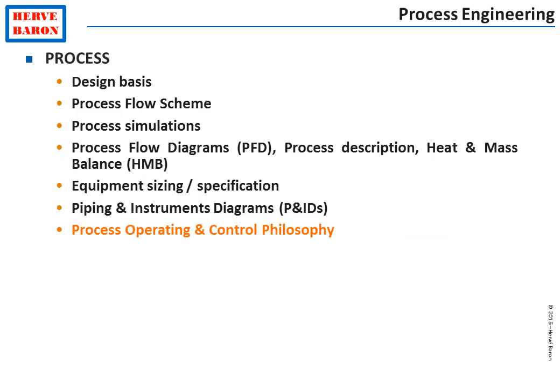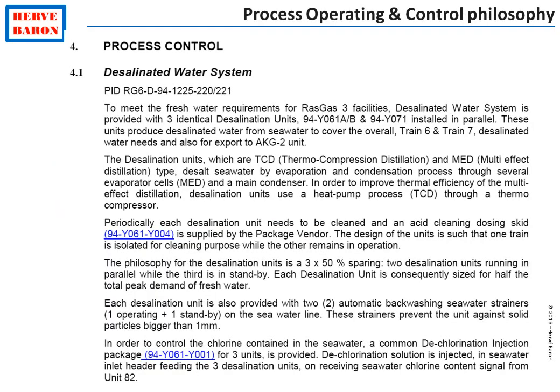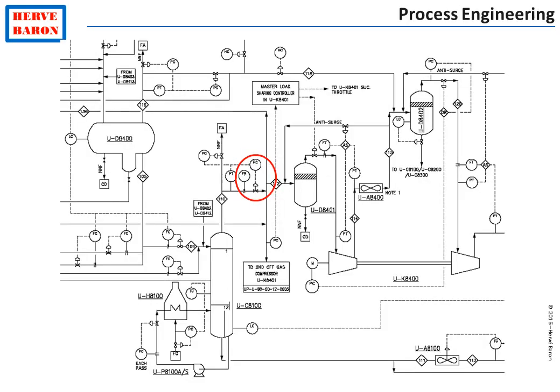The process operating and control philosophy describes the functional requirements of the process control system. It describes the process automations, such as automatic start of a pump and so on. It is used to program the process control system.